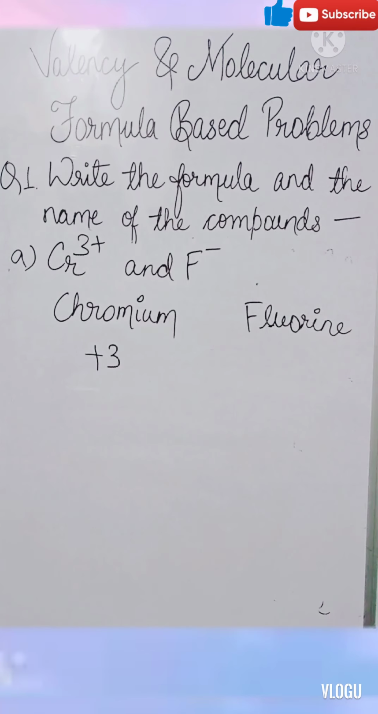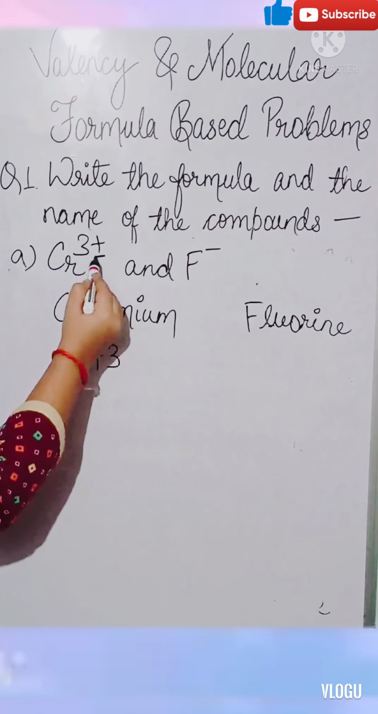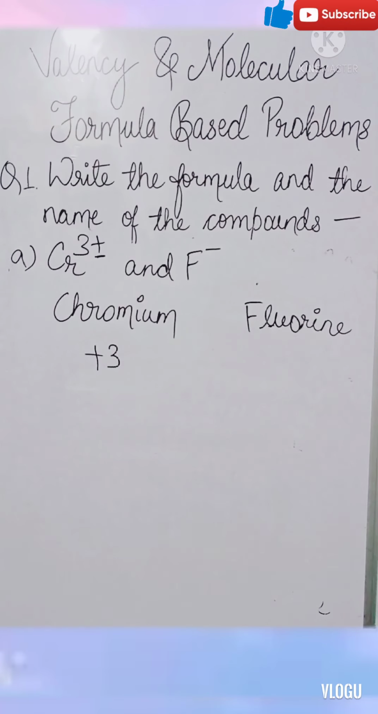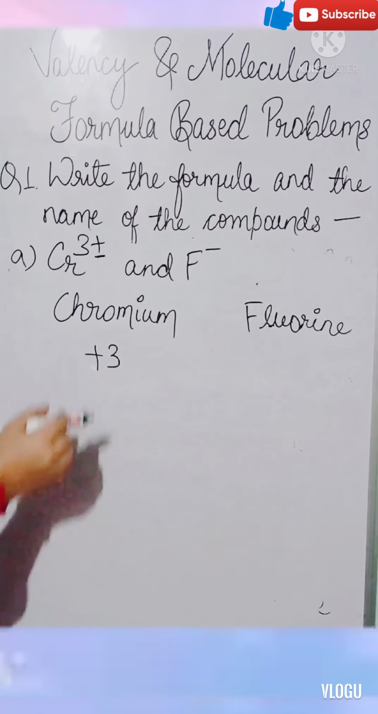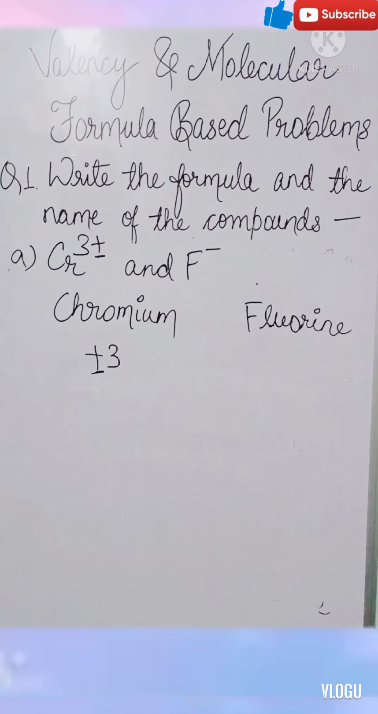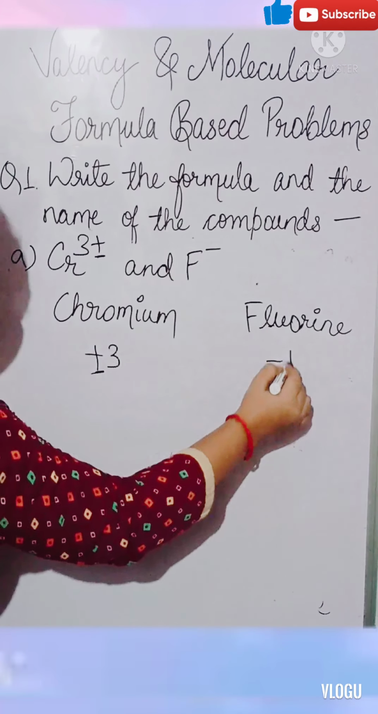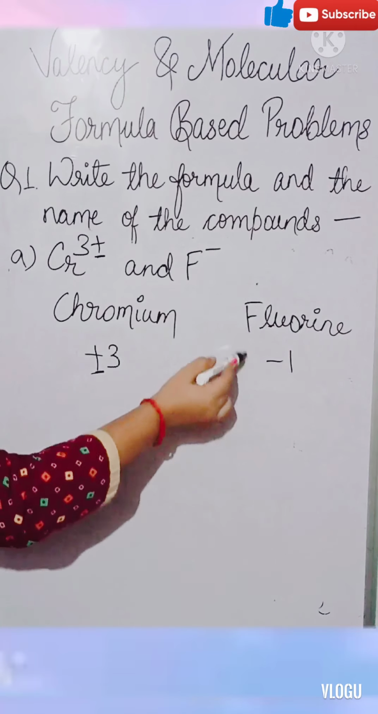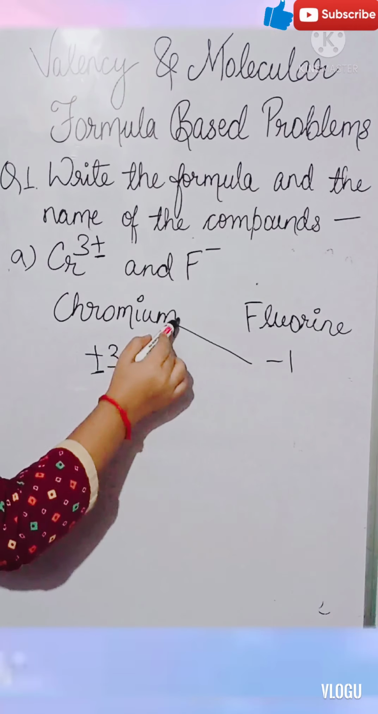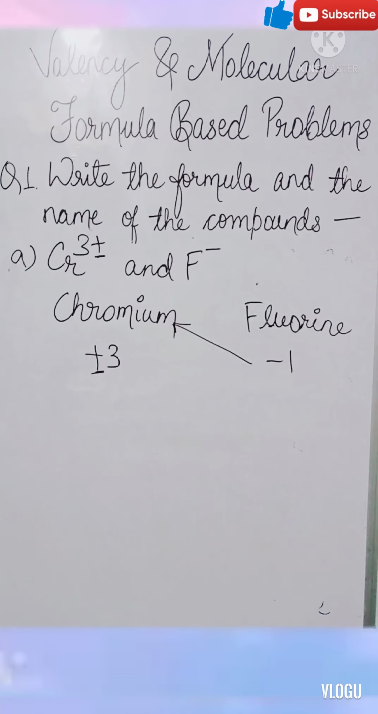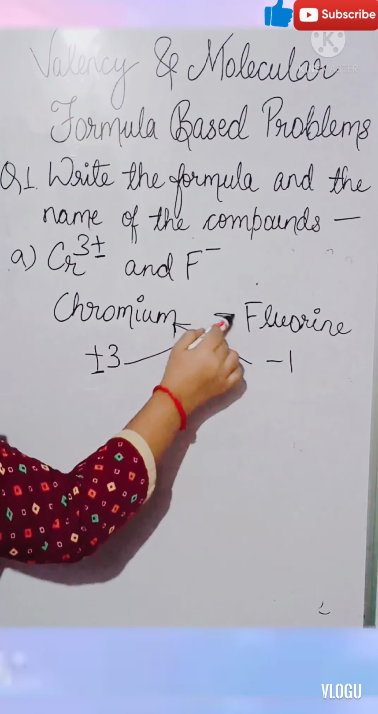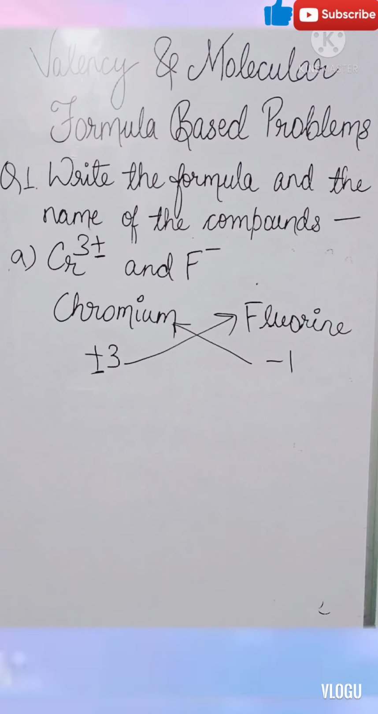I have already told in the previous video that writing the sign behind the number indicates the charge, and writing the sign in front of the number indicates the valency. So here +3, here -1. Fluorine is just in need of 1 electron only, while chromium has 3 electrons, so it will donate 3 to fluorine. So what is happening here?